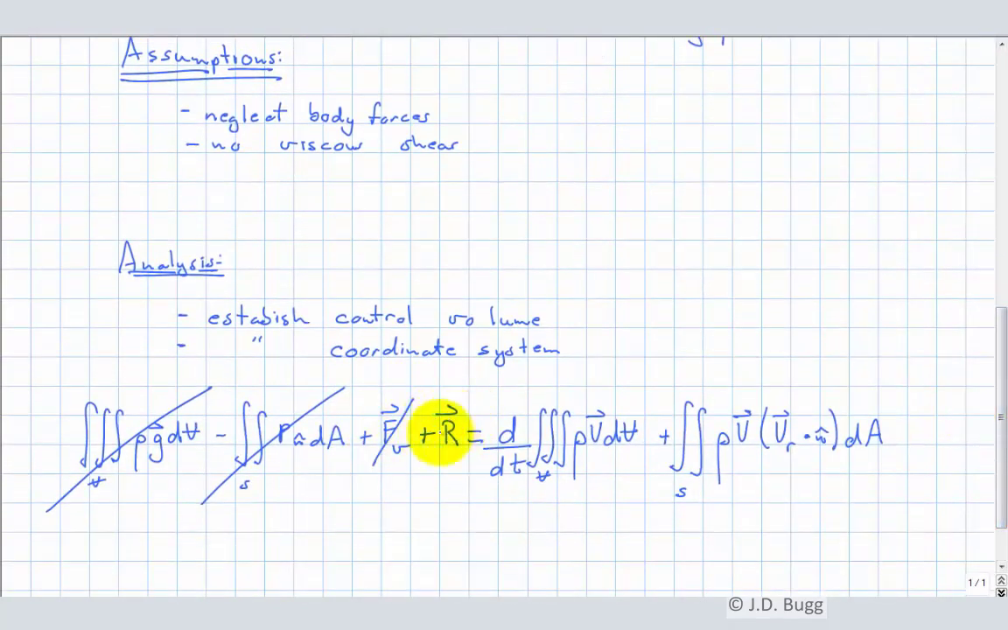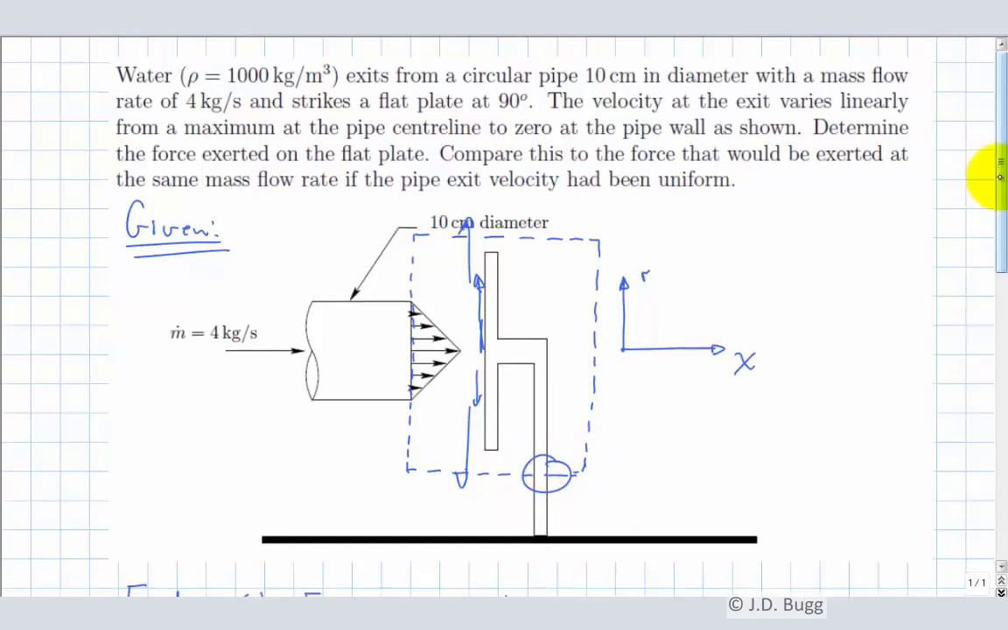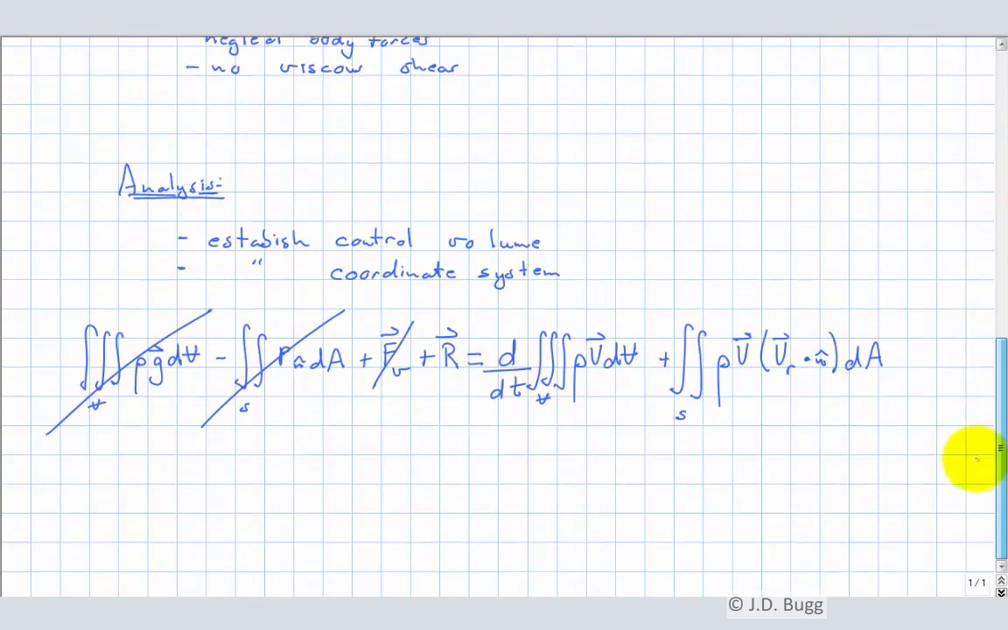The reaction force is very important in this problem. Remember, that's the force in any solid object sliced or cut by our control volume. Well, that's happening right here. This strut or post holding that plate in place is cut by the control volume right there. So the reaction force is happening there, and we certainly need to keep that. Now moving over to the right-hand side of the equation, first of all we see the unsteady term here.